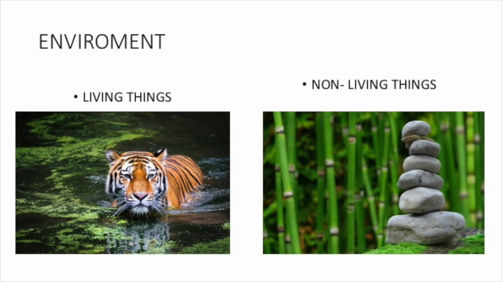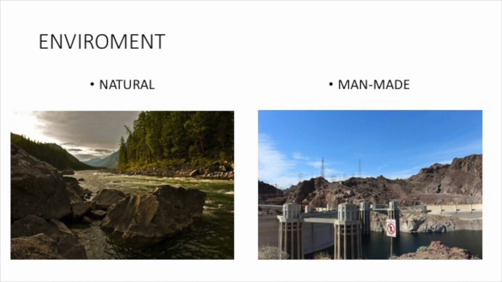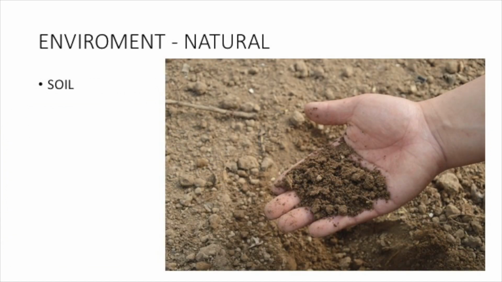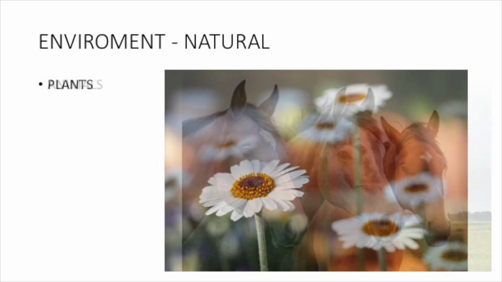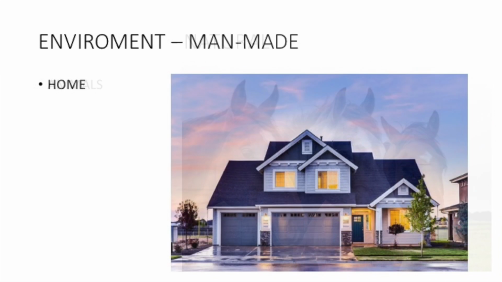And now, once again, our environment. You can see different types of living things and non-living things. Natural and man-made. An example of natural environment, soil. Air. Plants. Animals. Home or houses, they are man-made. Yes, remember the difference between natural and man-made. Natural, it was there already. Man-made means we have to build it for ourselves.